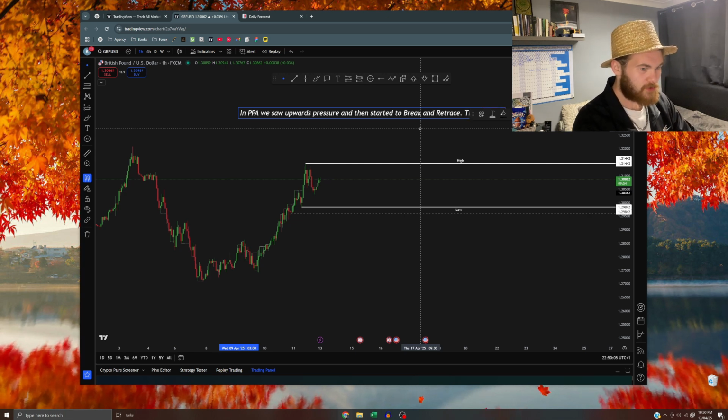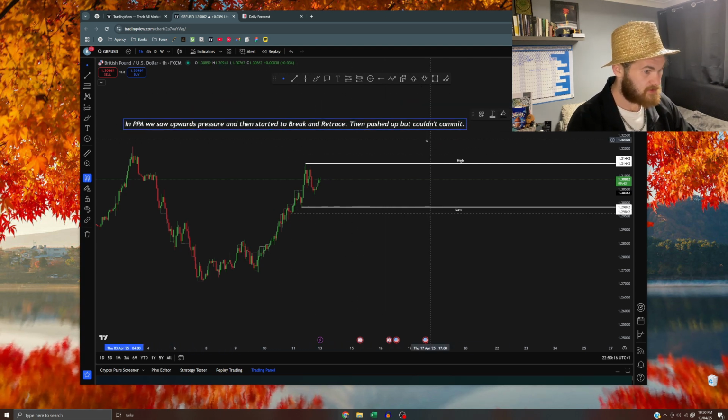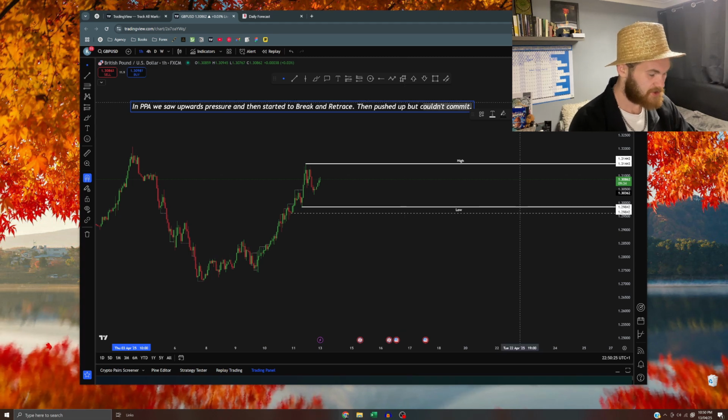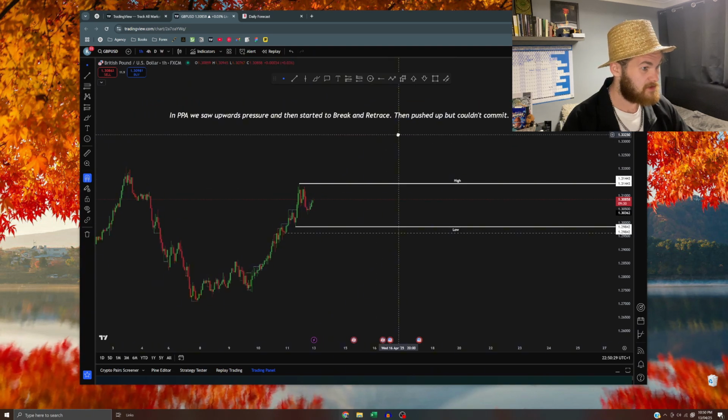Then pushed up but couldn't commit. I'm just going to put that. Yeah, so by couldn't commit, I mean we pushed up and then we started to range. Then pushed up but started to range, or couldn't commit. Either of those would work in that scenario.